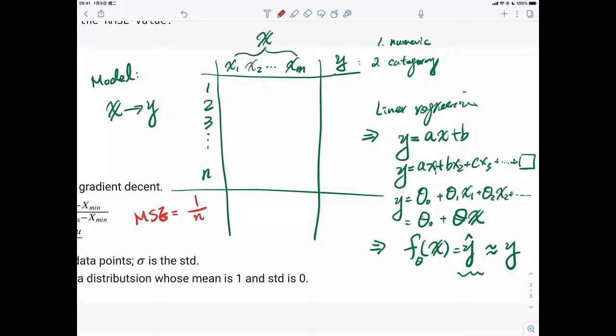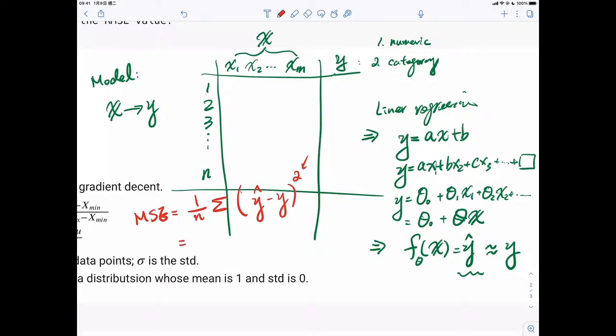Sigma. We add all the differences between y and y hat, using the square. So that's called MSE. Mean means we divide by n. SE means square error. The square is right here. The error means the difference between y hat and y.